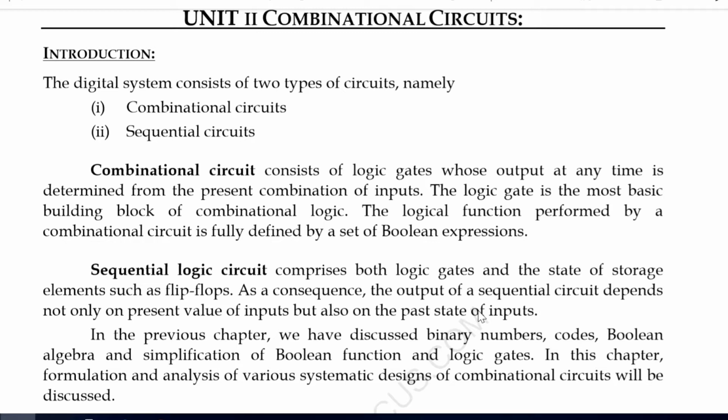Next, what are sequential circuits? This also comprises logic gates, but there is a difference from the combinational circuit. The output of the sequential circuit depends not only on the present value of the inputs, but also on the past state of the inputs. So a combinational circuit depends upon the present combination of inputs, whereas a sequential circuit depends both on the present value of the input and also on the past state of the inputs.